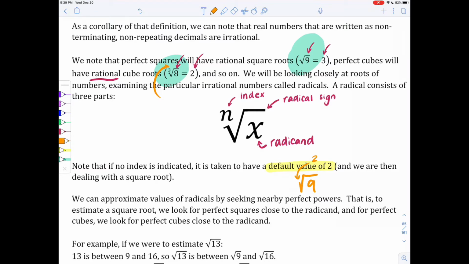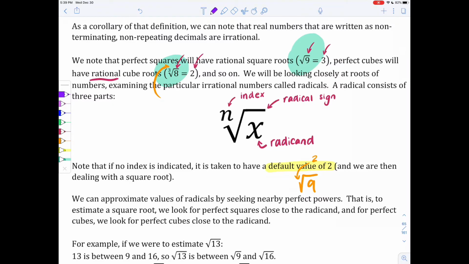We're going to be approximating values of radicals, so very non-calculator kind of work. And when we do so, we're going to seek out nearby perfect powers. So if we're looking for square roots, we're going to look for nearby perfect squares. And if we're looking for cube roots, we're going to consider nearby perfect cubes of the radicand.